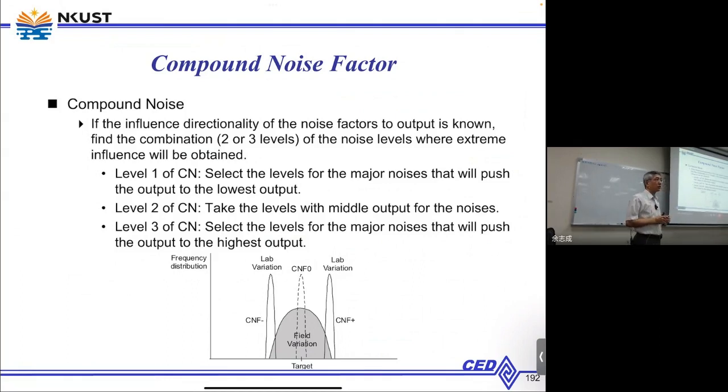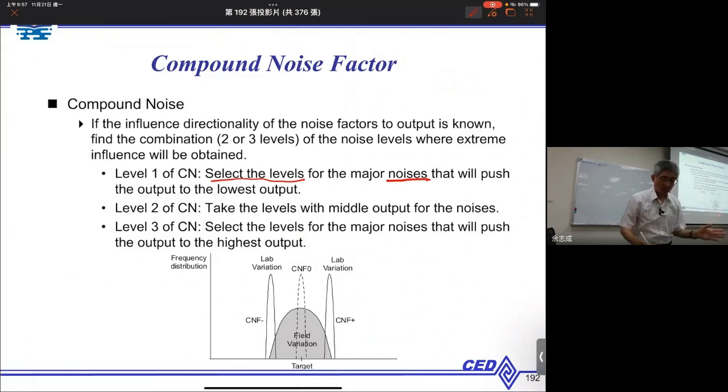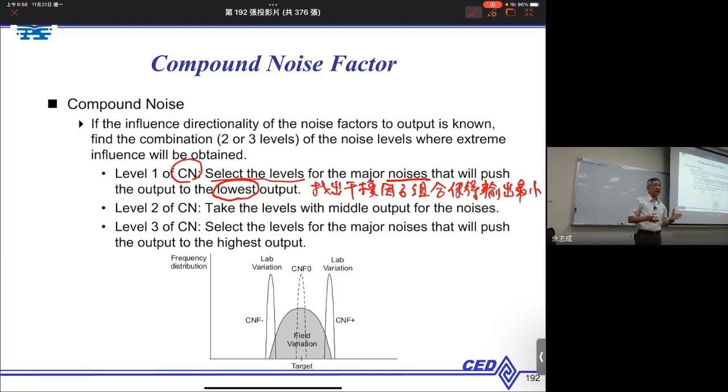Is it possible we just first find out what kind of combination of the noise factors will make the output the lowest? And this kind of combination, we put it together. We call this combination a compound noise. At the same time, we can find a combination of the noise factors in such a way that we push the output to the highest. Then we call it level 3. Level 1, lowest. Level 3, highest.